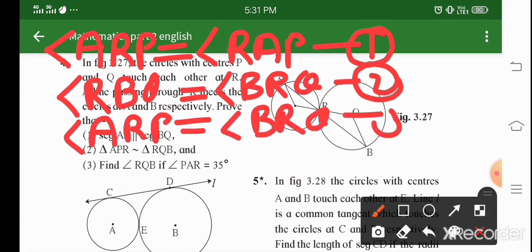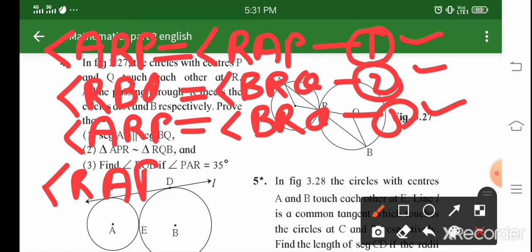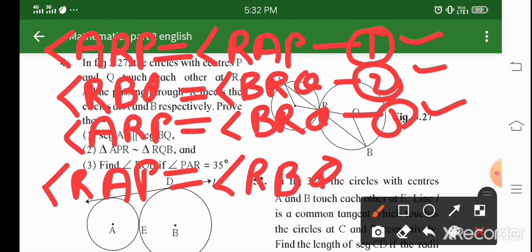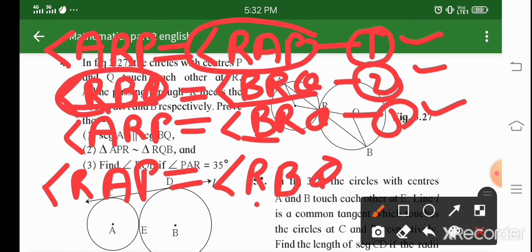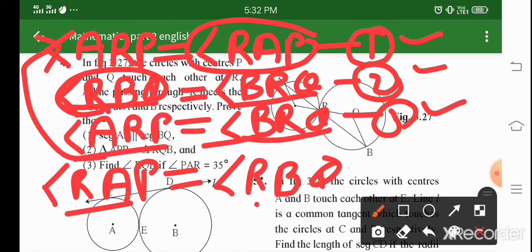So from this 1, 2, 3, you can say that your angle RAP is equal to angle RBQ. How can you see this RAP? Where is RP? This is RP, right? So this RAP is equal to RBQ. So where is RBQ? RBQ is this one. How? RBQ is equal to this BRQ, and BRQ is equal to this one ARP, and ARP is equal to this one. So hence this will be equal to this, right? So this will be our equation number 4.